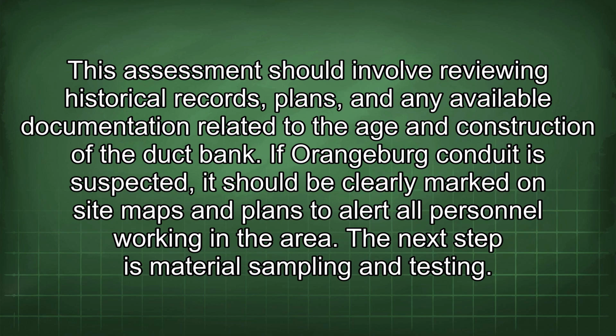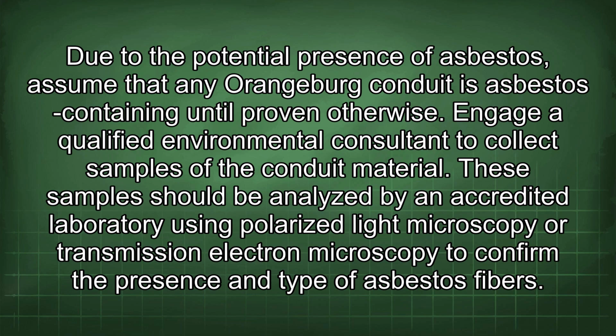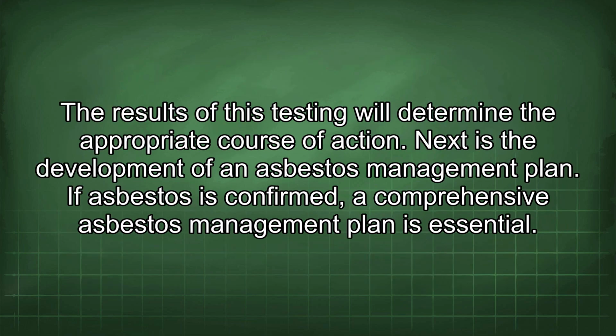The next step is material sampling and testing. Due to the potential presence of asbestos, assume that any Orangeburg conduit is asbestos-containing until proven otherwise. Engage a qualified environmental consultant to collect samples of the conduit material. These samples should be analyzed by an accredited laboratory using polarized light microscopy or transmission electron microscopy to confirm the presence and type of asbestos fibers. The results of this testing will determine the appropriate course of action.